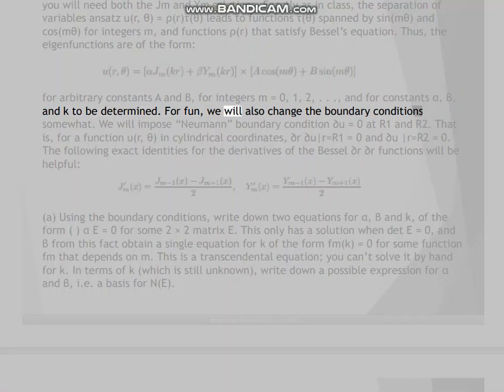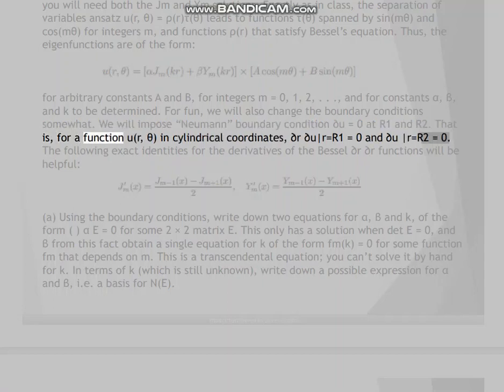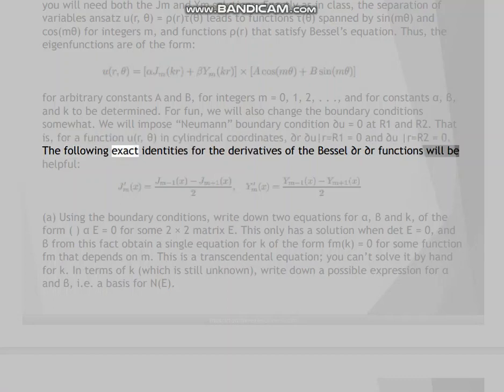For fun, we will also change the boundary conditions somewhat. We will impose Neumann boundary conditions, ∇u = 0 at R1 and R2. That is, for a function u(r, θ) in cylindrical coordinates, ∂u/∂r at r = r1 equals 0 and ∂u/∂r at r = r2 equals 0. The following exact identities for the derivatives of the Bessel functions will be helpful.